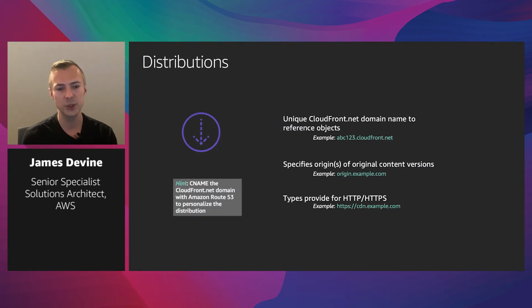There's a few pieces to CloudFront. A distribution is kind of the first building block. It's a unique CloudFront domain name to reference objects. So it's normally some letters and numbers .cloudfront.net. And here we're just saying abc123.cloudfront.net. And then within that distribution, you specify origins. You can have one or more origins. So in this example, origin.example.net, but it could be anything you want it to be.